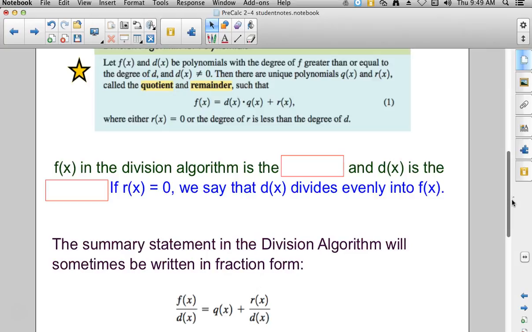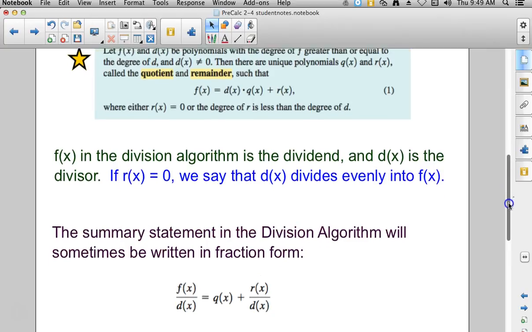And like it says, either r of x equals 0 or the degree of r is less than the degree of d. It's just going to happen naturally that when we divide, our remainder's degree ends up being less. So f of x in the division algorithm is our dividend, d of x is the divisor. So dividend, what polynomial are we trying to divide? And then the divisor, d of x, what are we going to divide it by?